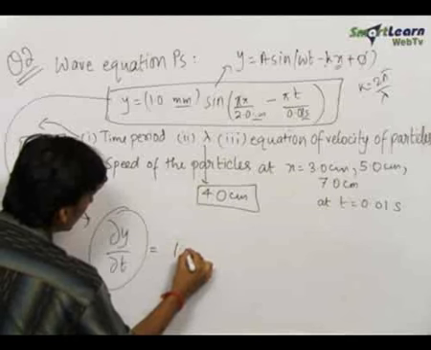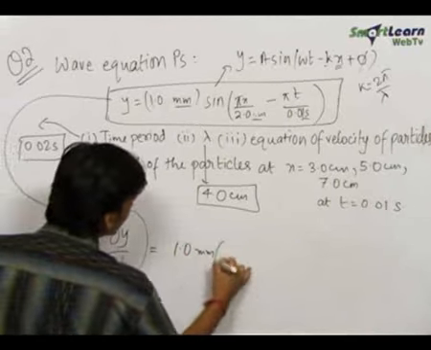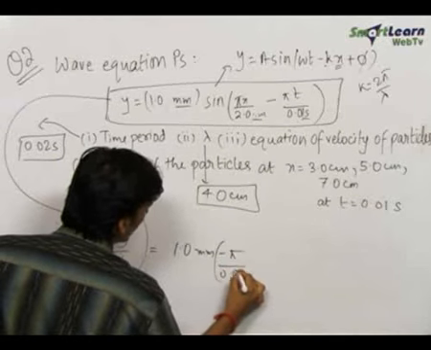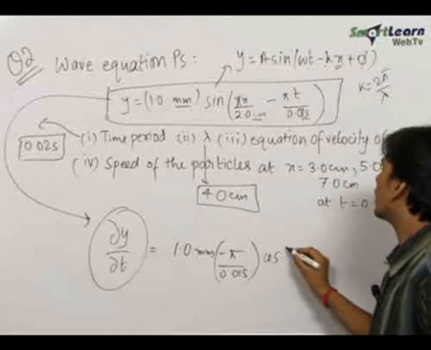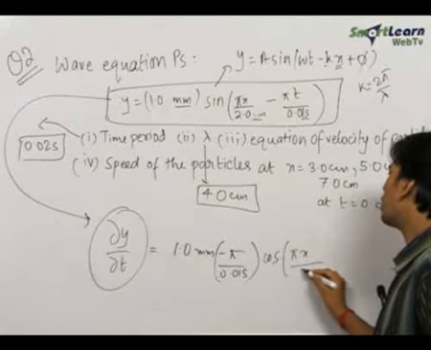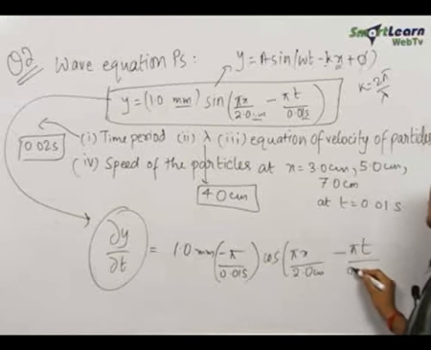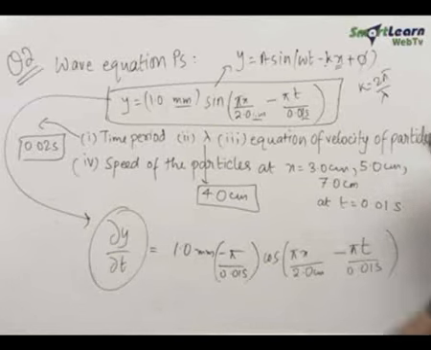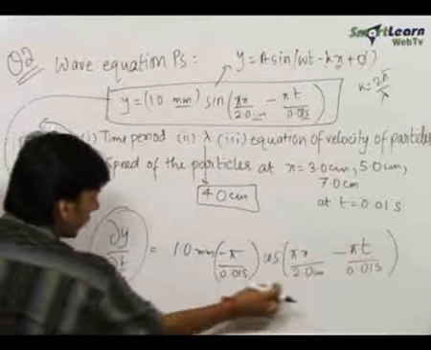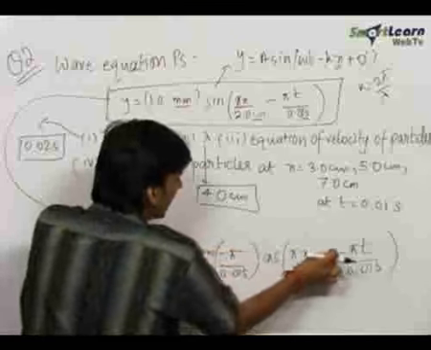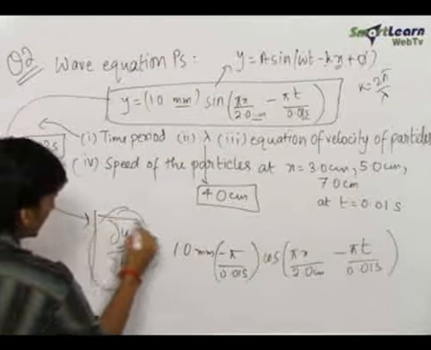This comes out to be equal to 1.0 millimeters into minus pi upon 0.01 seconds into cos of (pi x upon 2.0 centimeters minus pi t upon 0.01 seconds). So this we get as the equation of velocity of particles at any time t for fixed x. We can now put in different values of x to find out the velocity of the particle at that position x. So this is our third answer.